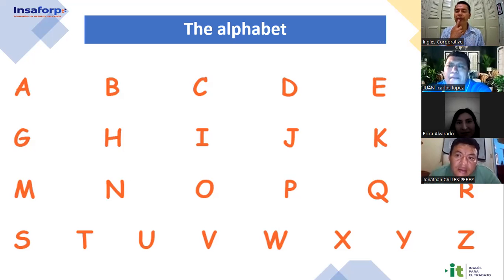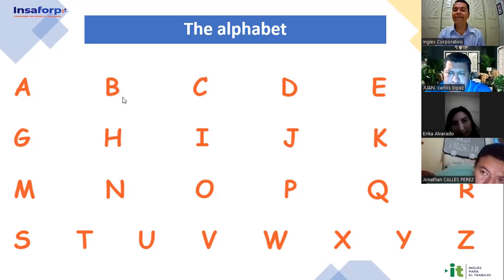Los labios de abajo con la parte de atrás de los dientes de arriba. So we say V, V. And this is labial, right? Este es labial, look, labial. So it's V, V. And this is V, B, V.